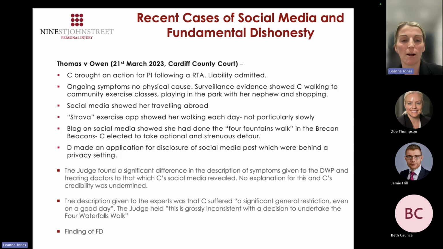Back to this one, she wasn't walking particularly slowly. There was a blog on social media that showed that she had done a Four Fountains walk in the Brecon Beacons, where she elected to take an optional and strenuous detour. The defendants in that case made an application for social media posts which were behind a privacy setting. So another takeaway point from this case, just because it's behind a privacy setting doesn't mean you're not going to get it as a defendant. The claimants aren't safe from that.